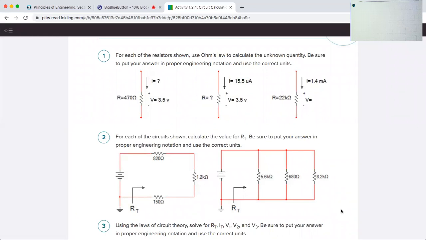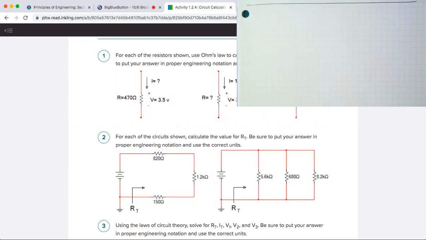And I'm here with my Principles of Engineering class, which is the second course in the Project Lead the Way engineering program. And what I'm trying to do at this moment is teach, which is unusual, I know. I'm trying to teach a particular lesson in solving these circuits.